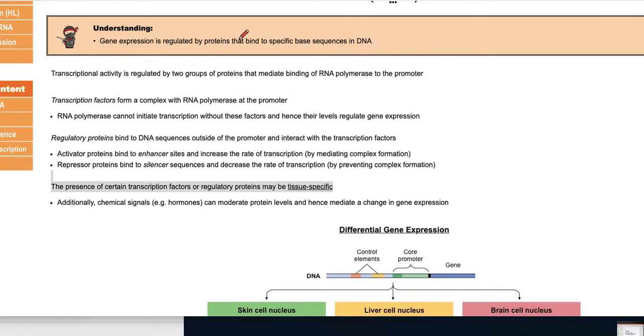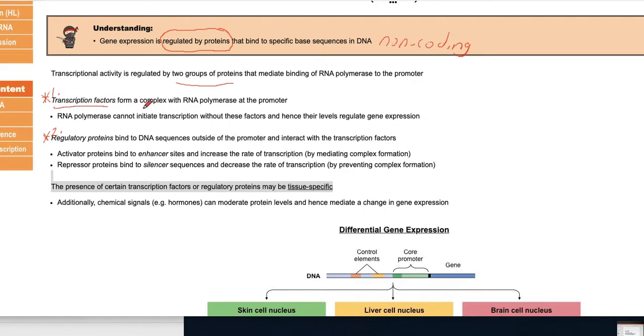So we are going to look at these regulatory proteins. What are they, and how do they bind to the DNA, and how do they bind to these non-coding regions of DNA? So it says here that there are two groups of proteins that mediate binding of RNA polymerase to the promoter. The first group are known as transcription factors, and the second group are known as regulatory proteins.